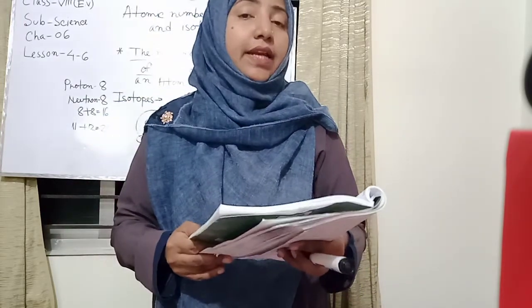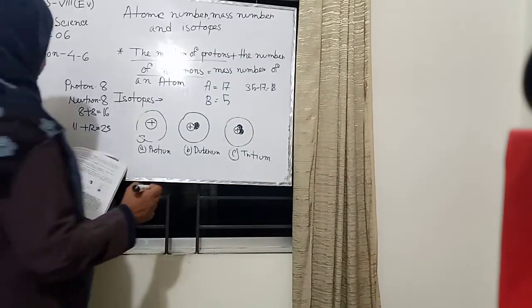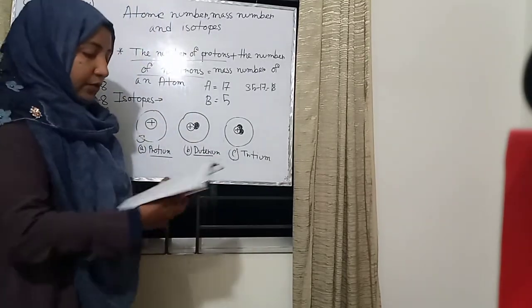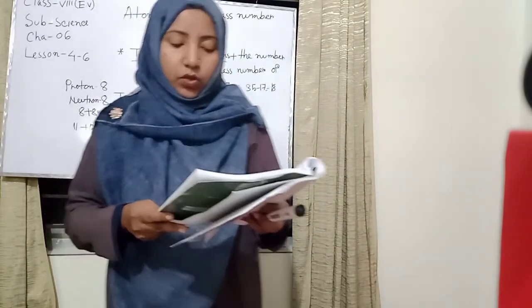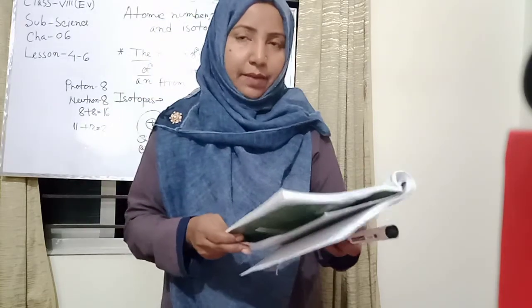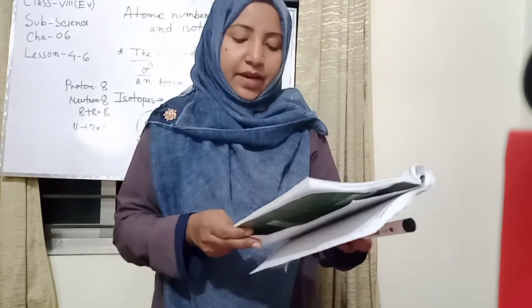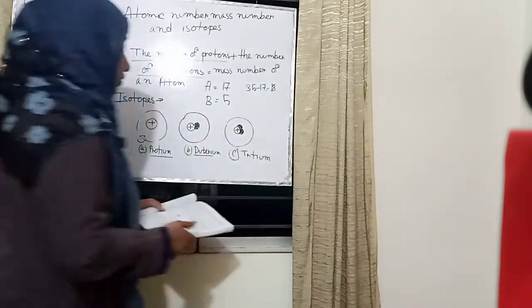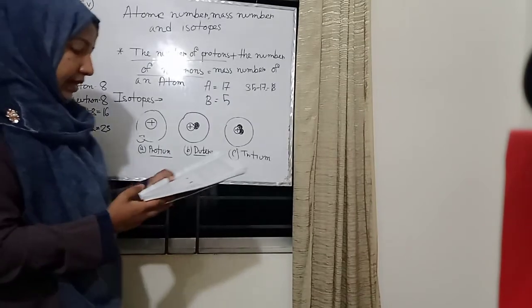Now, the hydrogen isotopes. I just drew the hydrogen isotopes. First is protium, second is deuterium, and third is tritium. For example, every hydrogen has one electron and one proton. Most hydrogen atoms have no neutrons, but some hydrogen atoms have one neutron. These atoms have mass number 2. Again, some hydrogen atoms have 2 neutrons and mass number 3. These isotopes are shown in the figure, where I also explained protium, deuterium, and tritium.